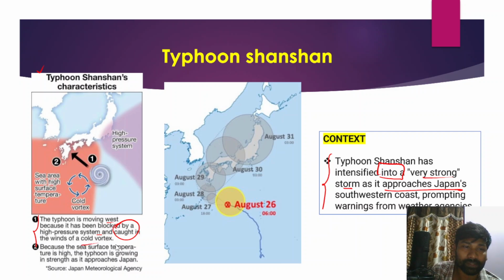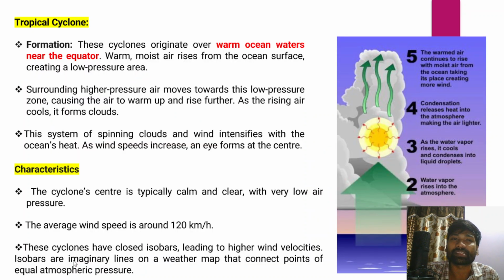caught in the winds of a cold vortex. Since the sea surface temperatures are very high in this particular region, the typhoon is growing in strength as it approaches Japan, because increased sea surface temperature adds a lot of strength to these typhoons and cyclones, right? So we'll understand this.